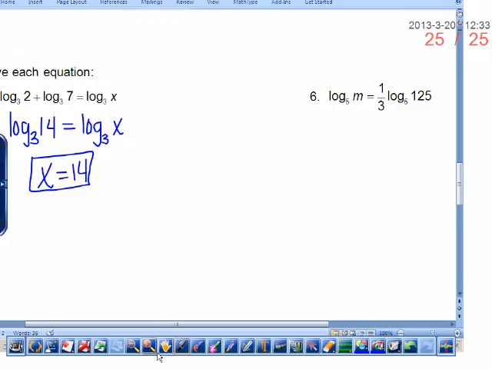You guys talk about it. Fight it out. You get m equals 5 divided by 5. Divided by 61.